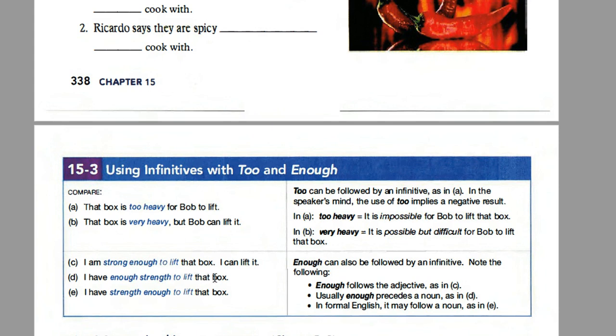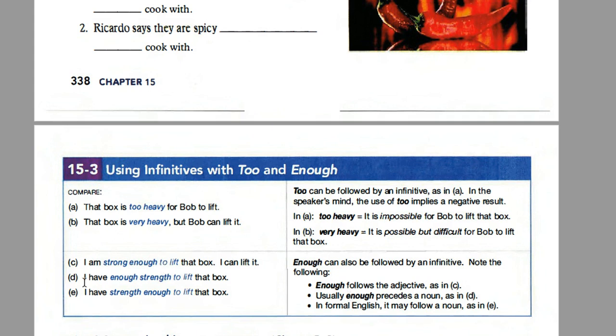So number D, it looks like enough precedes nouns. Enough precedes nouns. And here you should realize how enough should follow an adjective, and how enough should precede the nouns. And that's kind of a question for the quiz. I can ask you, enough follows the adjective. I can also ask you, enough follows a noun. So is it true? You have to remember it's not true for nouns to make enough follow the noun.